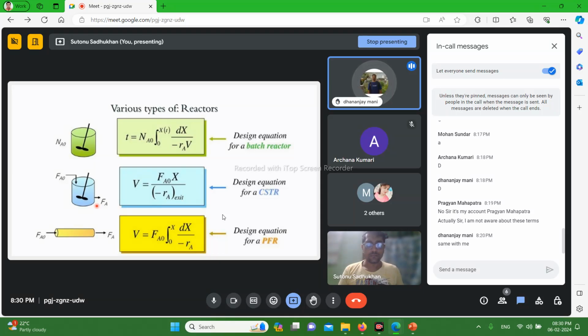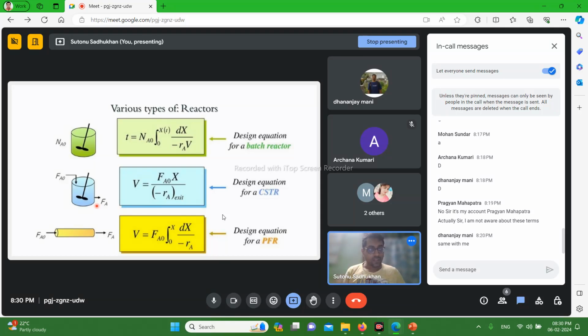When we are saying constant flow, like this CSTR, the concentration of the fluid inside the reactor as well as going out of the reactor is the same. But the feed concentration is different. What is the purpose of this? CSTR and PFR, feed concentration.